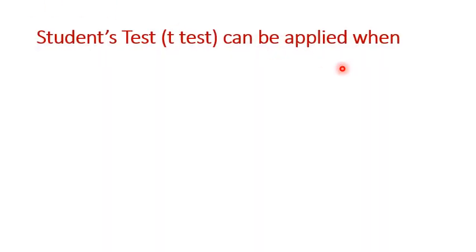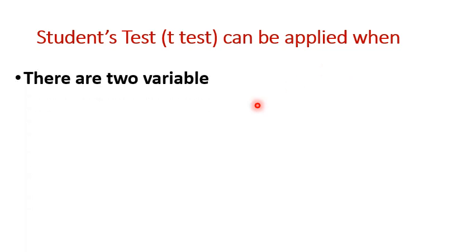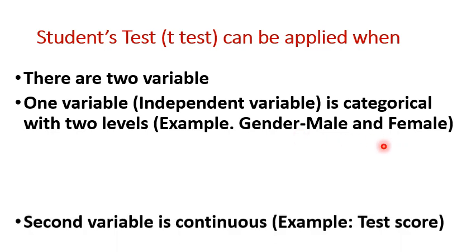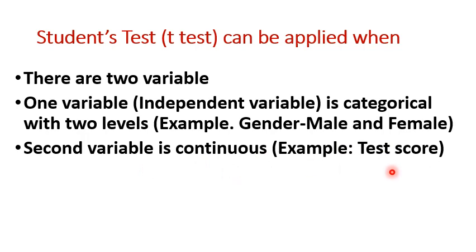Student t-test can be applied when there are two variables. The first variable or the independent variable is categorical with two levels. For example, gender. Gender is a categorical variable. If the levels of gender is 2, that means male and female. Sometimes it may be 3, male, female and transgender. In this case, gender with 2 levels, male and female. Then second variable is continuous. For example, test score. That means the score or mark obtained by students in an examination. It is a continuous variable. So in this case, we can use t-test.